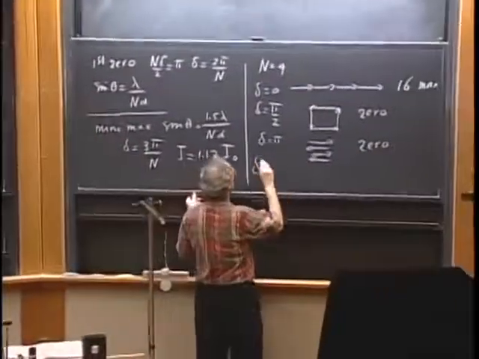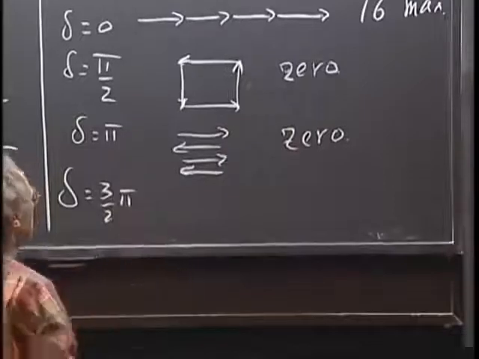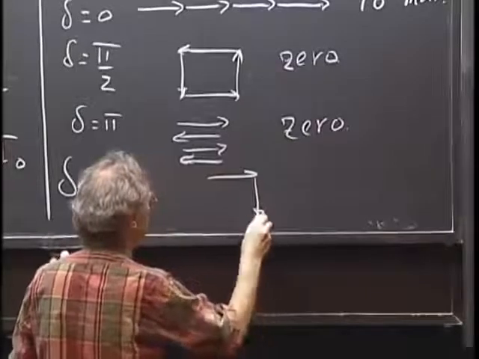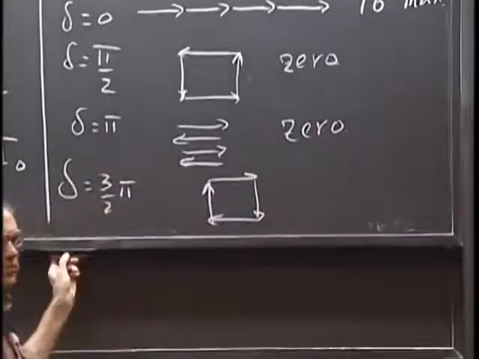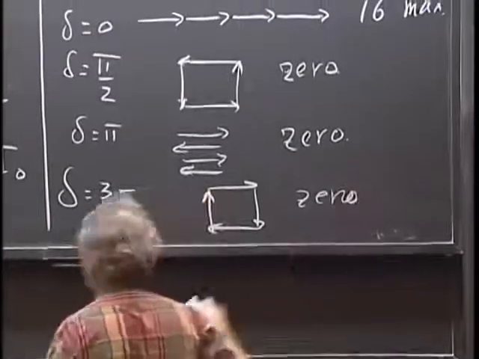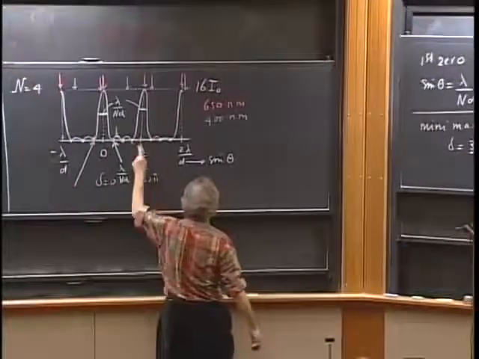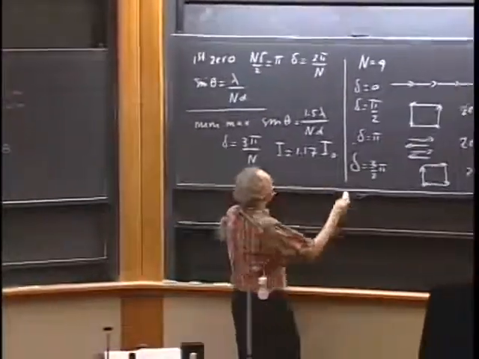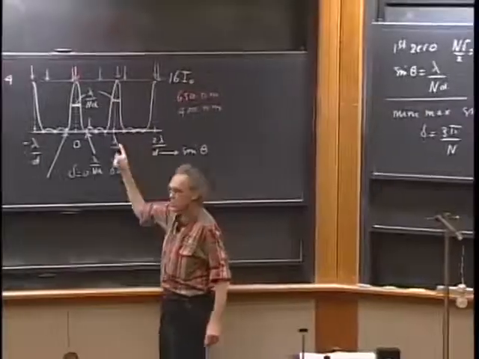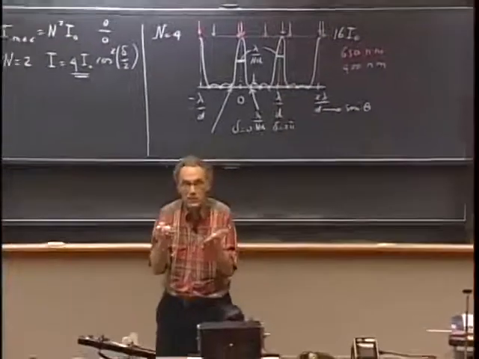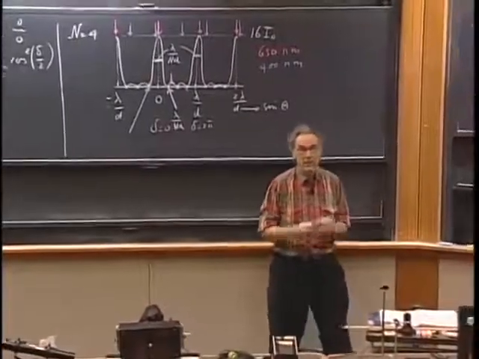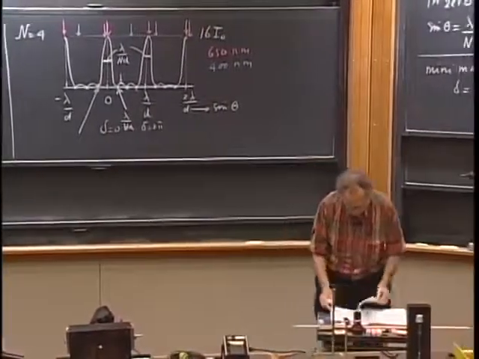Delta equals 3/2 pi. 3/2 pi is 270 degrees. Well, this is 1, this is 270 degrees, this is 270 degrees, and that is 270 degrees. What is the net result? 0. So that's this one. Now I'm going to do 2 pi. When I do 2 pi, I'm back here. I get another maximum, and that's this one. And so you can see, purely by playing vectors, very simple, on a high school level, that there will be n-1 minima, exact minima, between the prime maxima.